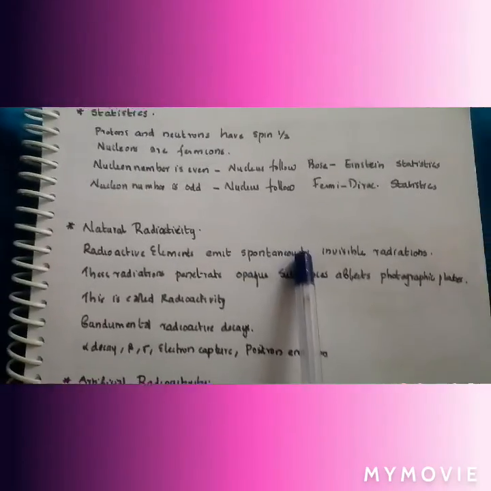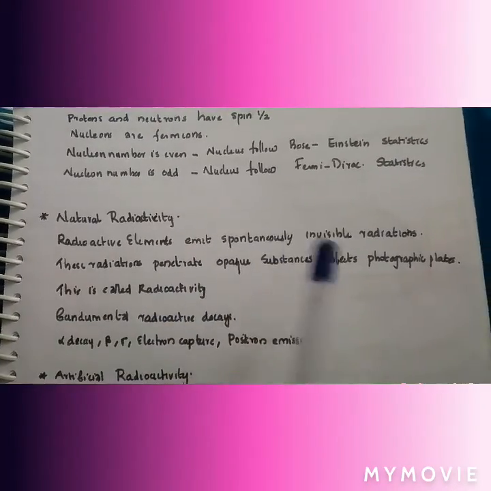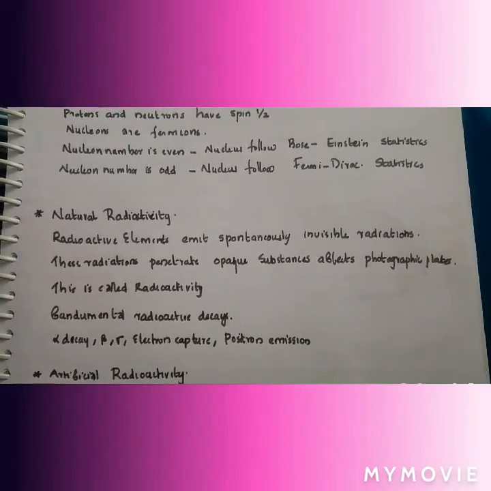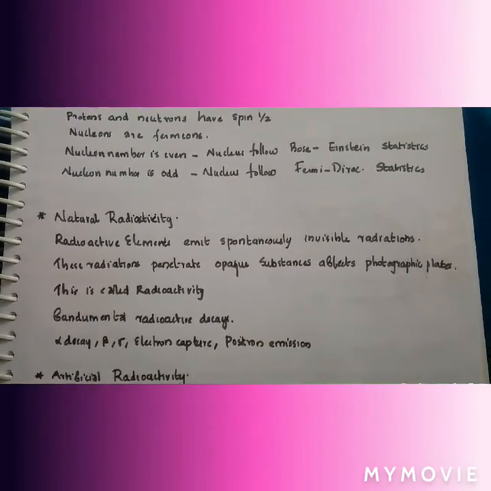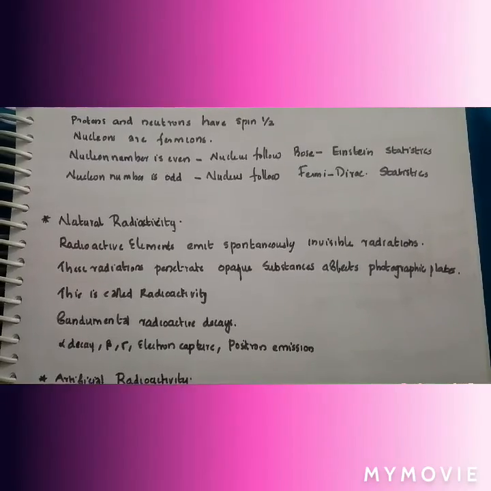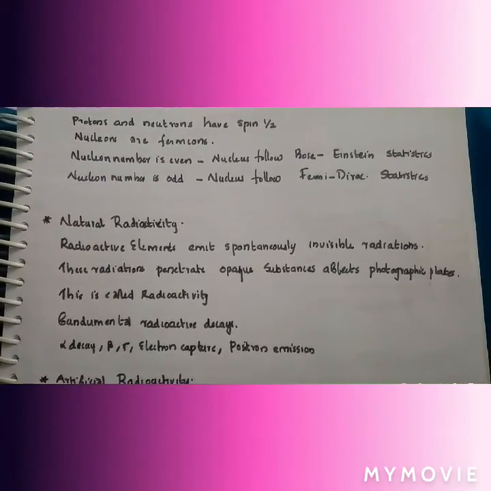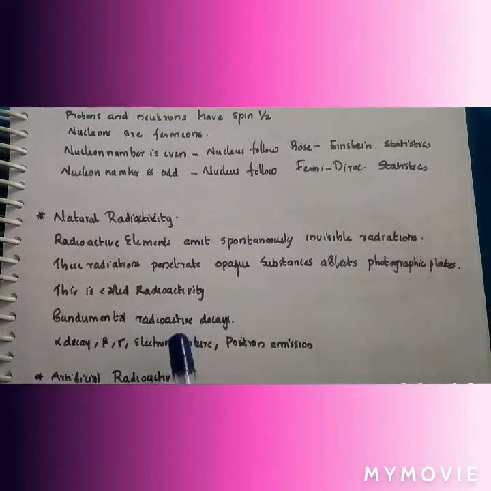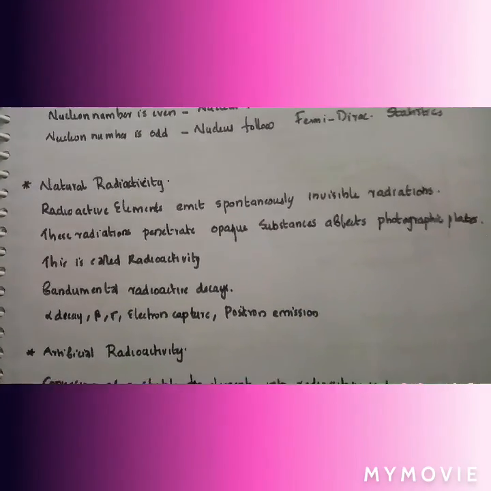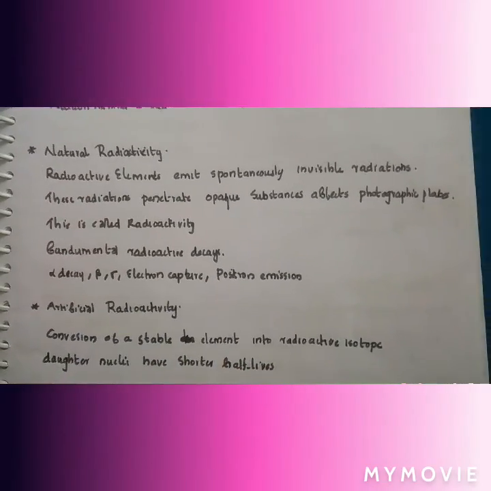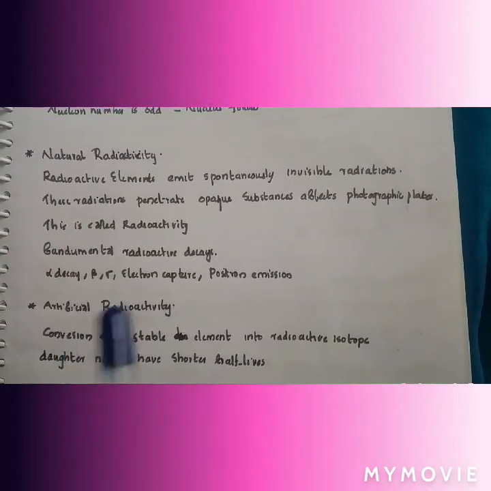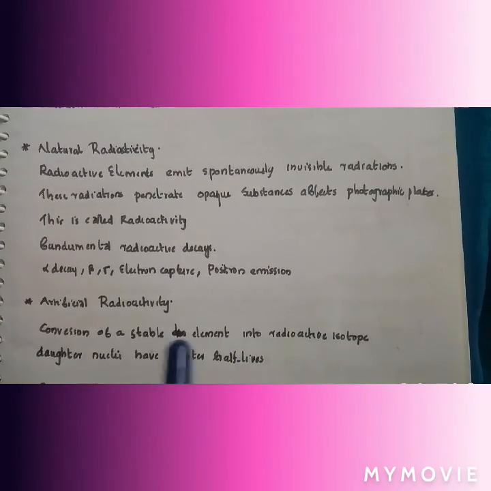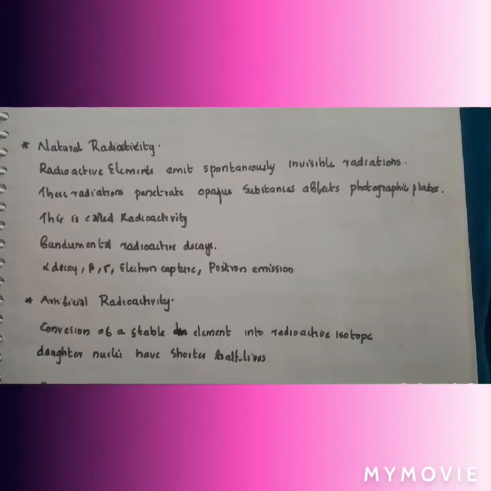What do you mean by natural radioactivity? The radioactive elements emit invisible radiation spontaneously. This radiation penetrates opaque substances and affects photographic plates. This is called radioactivity. The fundamental radioactive decays are alpha decay, beta, gamma, electron capture and positron emission. What is artificial radioactivity? We can convert a stable element into a radioactive isotope. Shorter nuclei have shorter half-lives.